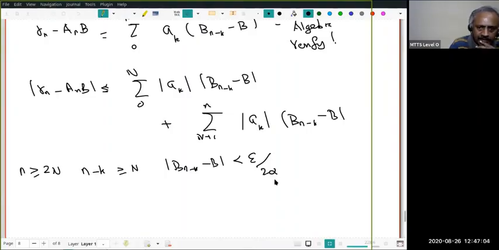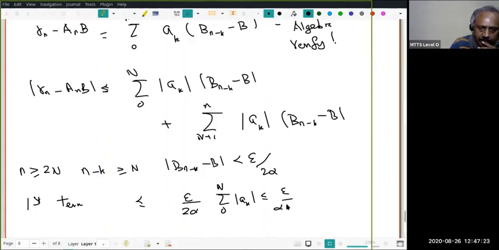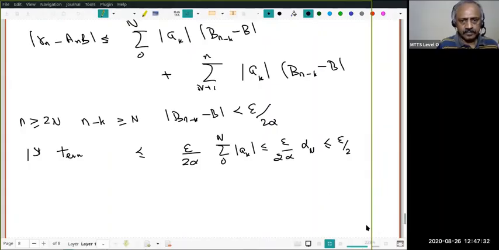And therefore, the first term is less than or equal to epsilon by 2 alpha into summation 0 to N of mod a_k, but that's less than or equal to epsilon by 2 alpha into alpha_N, but that is then epsilon by 2 because alpha_N is less than or equal to alpha. Is that clear? Now let's look at the second term.